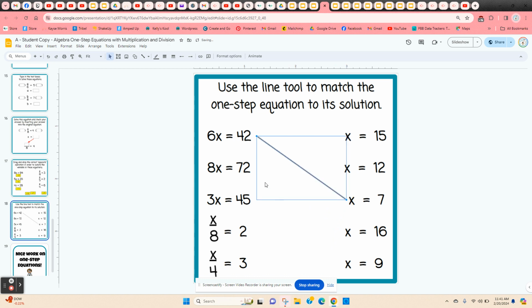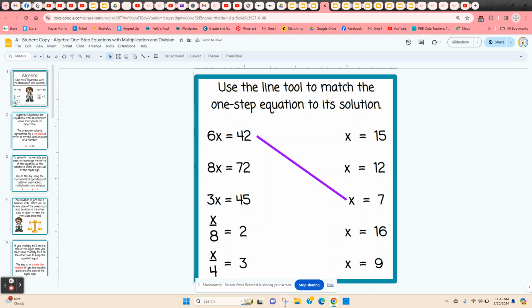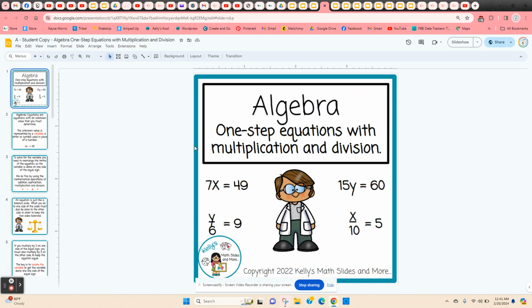So they can play around with this. They can change the color of the line. They can change the thickness of the line and just kind of make it their own. So that is a digital lesson, beginning lesson on one-step equations with multiplication and division.